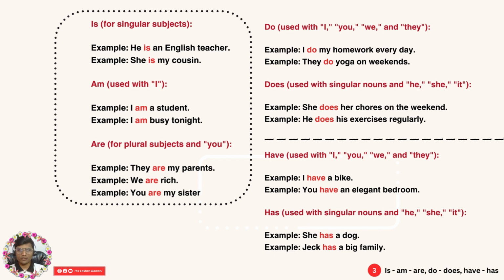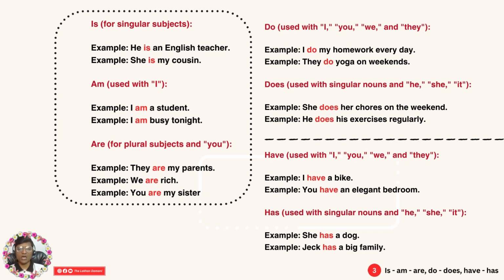But when we talk about are, we use it for plural objects and with you. So, they are my parents. We are rich. You are my sister. Is it clear? It is the same as what we used here.